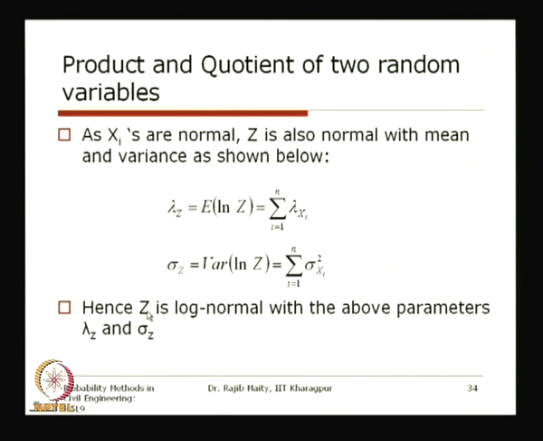So, hence this z is also a log normal distribution with the above parameters, that is lambda z and sigma z. This lambda z is the parameter when it is the mean of the log transformed random variables, and this sigma z is their standard deviation.